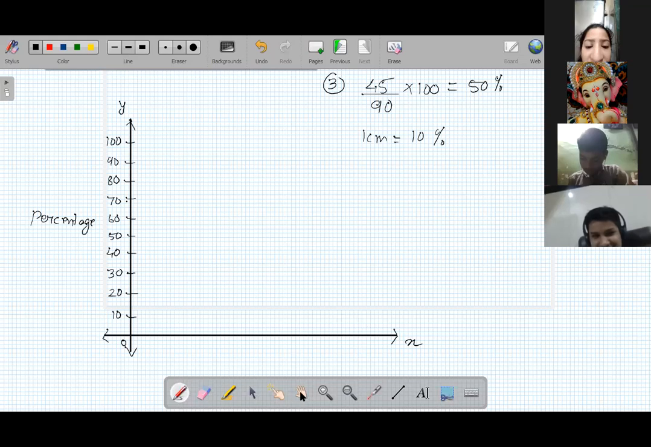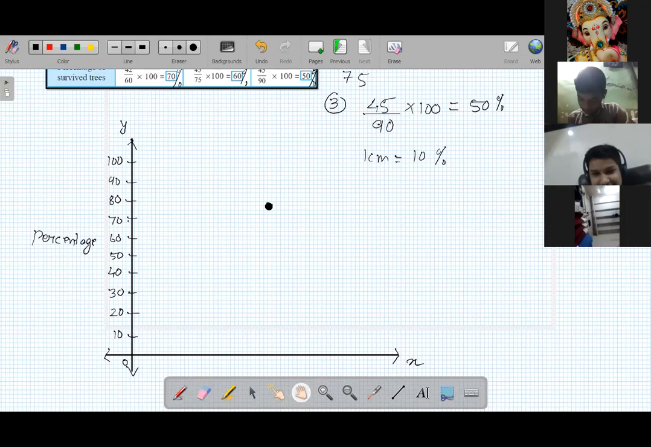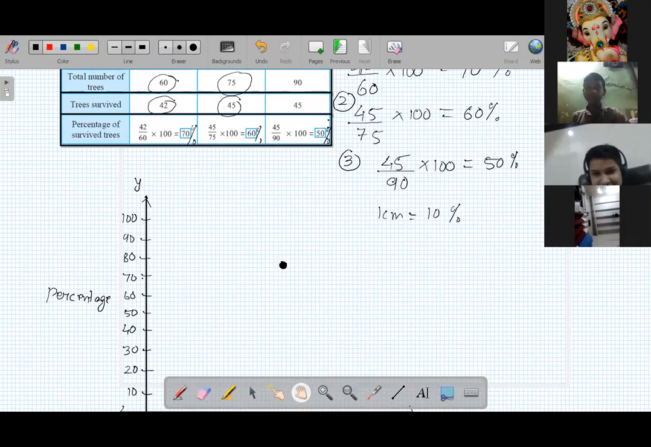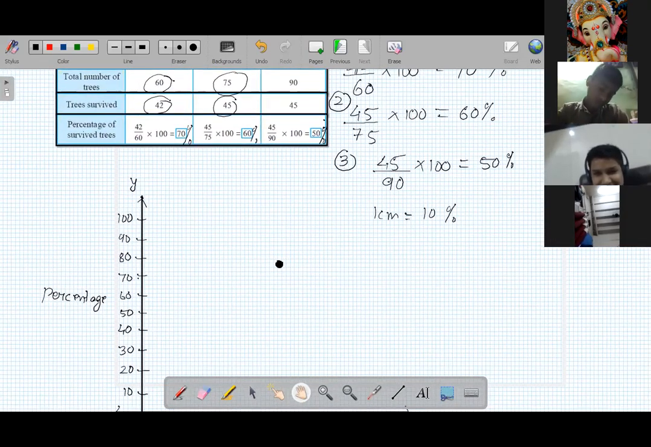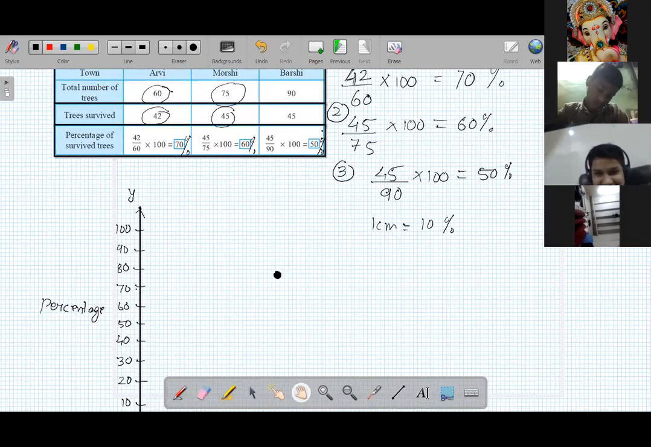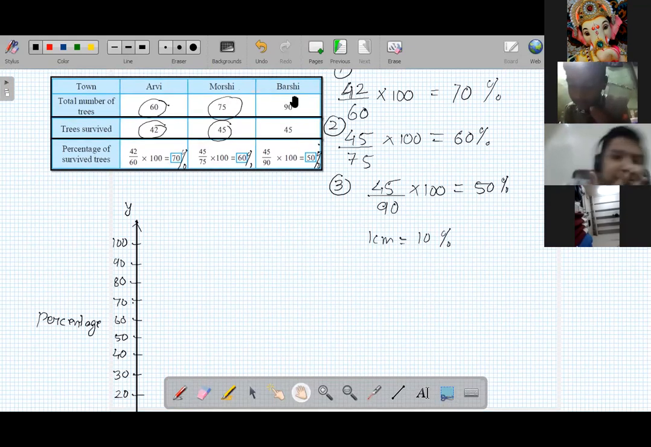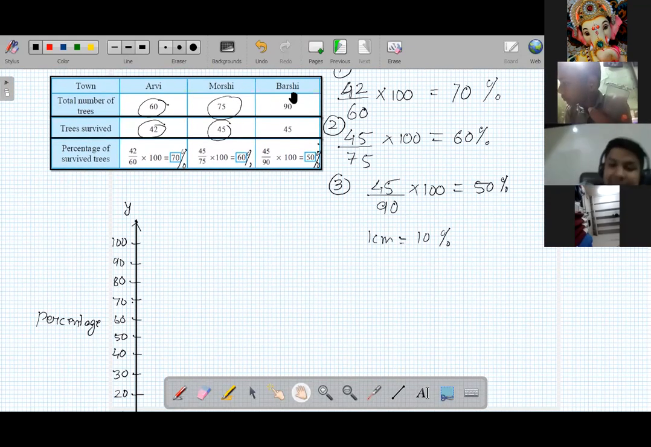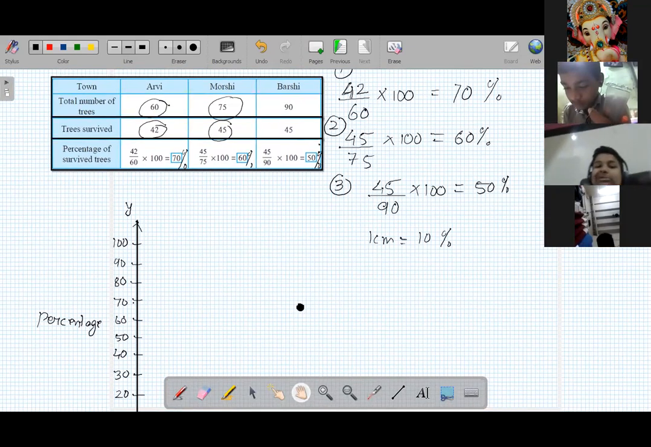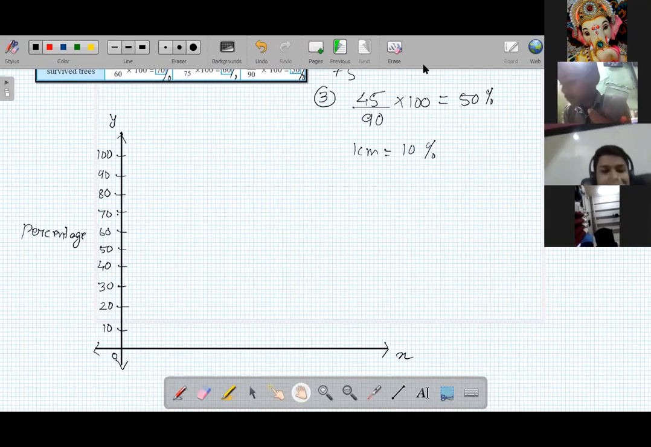Okay. Now what will be on the x-axis? On the y-axis we did 0 to 100. On the x-axis, you'll have to draw these three cities, Arvi, Morshi, and Barshi. These three will be the bars on your x-axis.